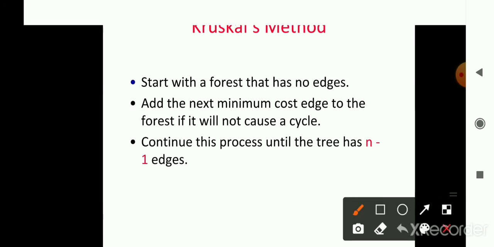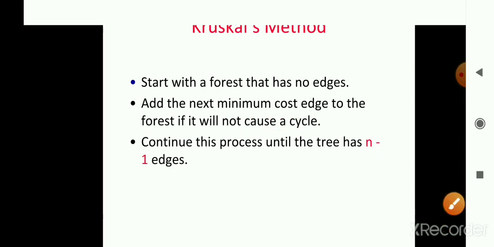We are starting with the forest. Then we are going to add the next minimum cost edge to the forest if it does not cause a cycle. Of course, that is the property for the minimum spanning tree, right? And we are going to continue this process until the tree has n minus 1 edges. That is the minimum spanning tree property, again, the edges should be n minus 1. So that is the algorithm method. These are the general steps we are going to follow in Kruskal's algorithm, right?